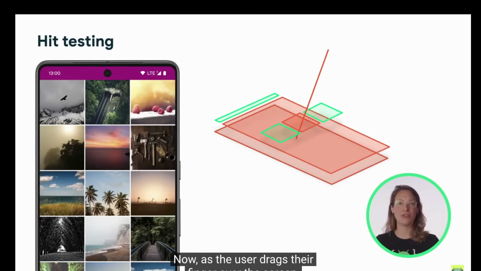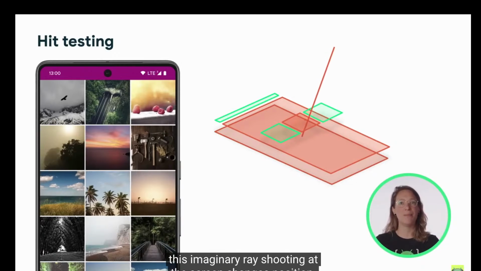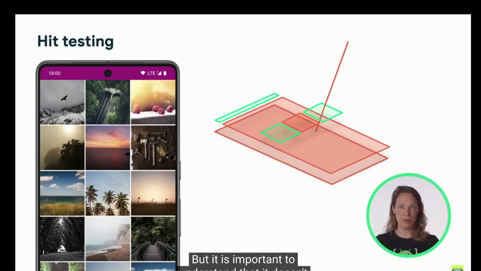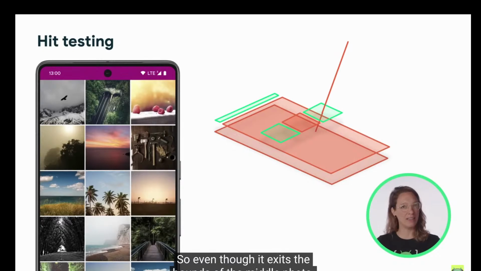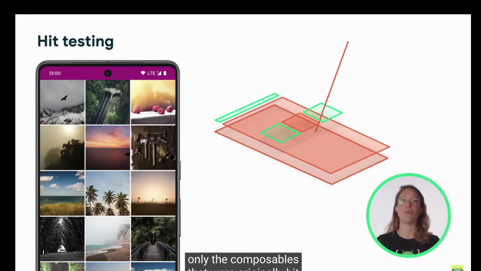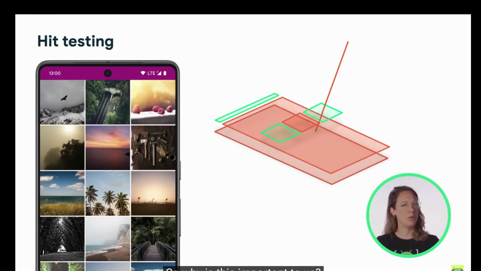Now, as the user drags their finger over the screen, this imaginary ray shooting at the screen changes position. But it is important to understand that it doesn't perform any more hit testing. So even though it exits the bounds of the middle photo, that photo composable would still be the one receiving the drag events. As long as the gesture is in progress, only the composables that were originally hit will receive updates. So why is this important to us?